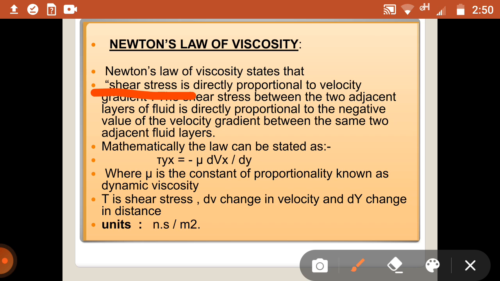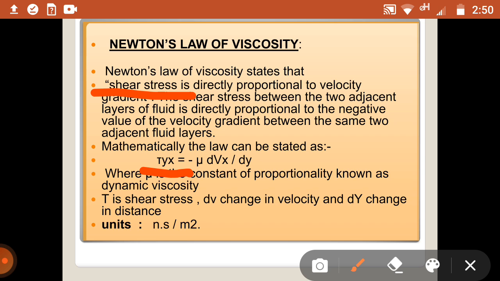Mathematically, this is tau. We can learn or say it as tau. Tau is equal to the negative value, as the statement indicates, of the velocity gradient: dv over dy, where dv is the change in velocity and dy is the change in displacement.